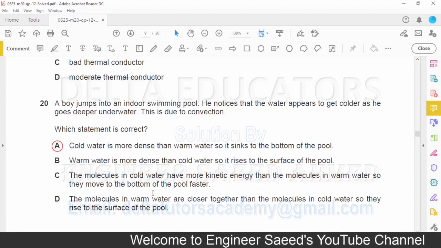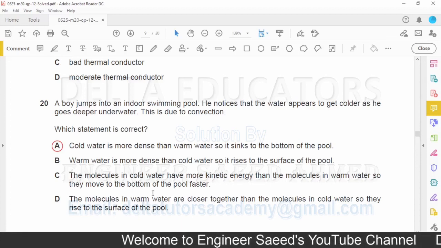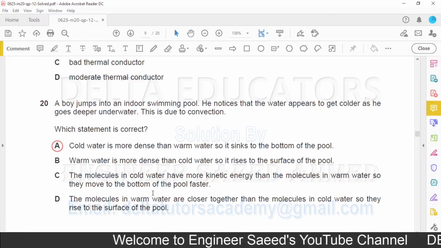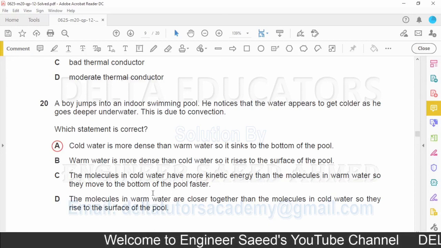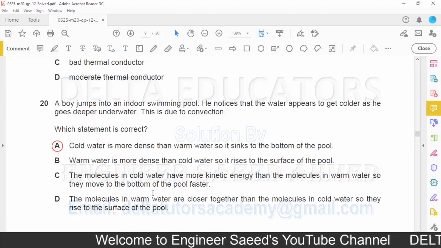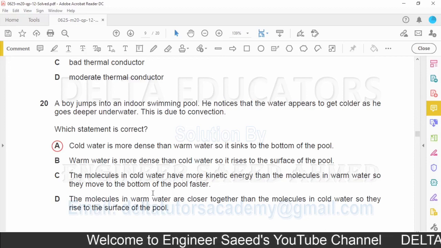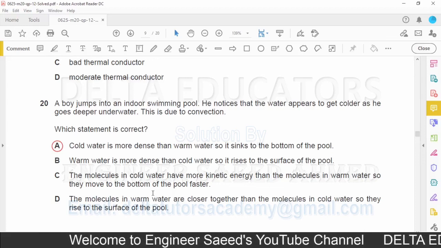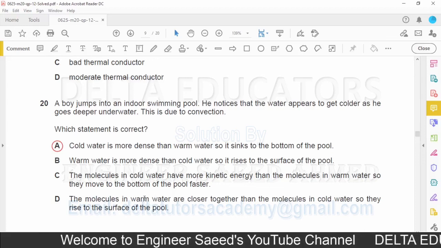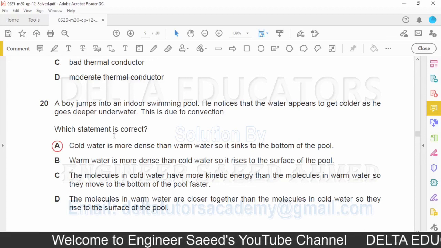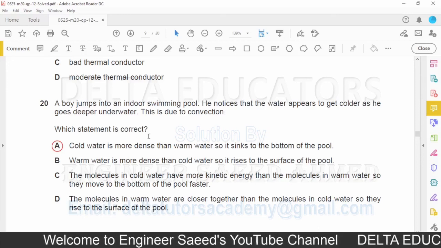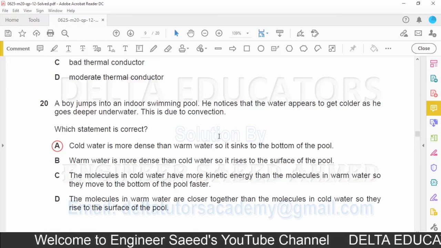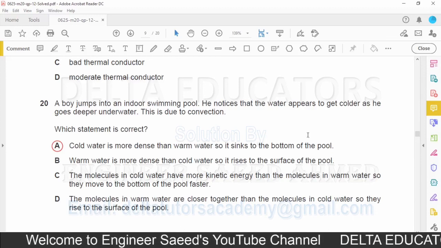Option D, the molecules in warm water are closer together than the molecules in the cold water. No, in warm water the molecules are away from each other because in warm water the molecules have more kinetic energy as compared to cold water. So option D is also incorrect. Here our correct option is option A. Cold water is more dense than warm water, so it sinks to the bottom of the pool.